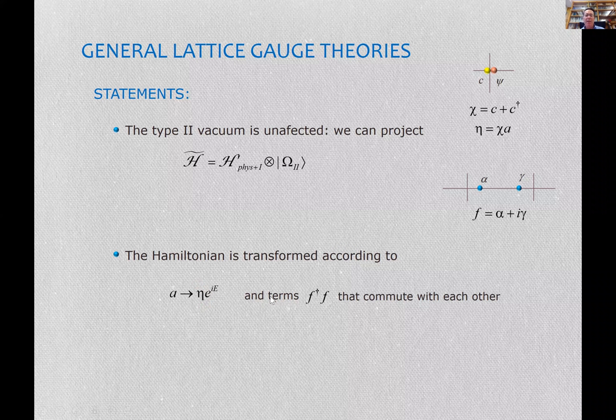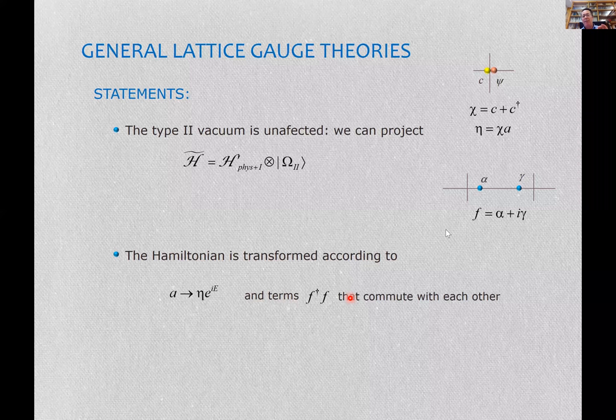And apart from that, there appear terms in your Hamiltonian which have the form f dagger f that commute with the Hamiltonian. So these degrees of freedom, actually, I mean, you see that they go away. So they cannot depend on these degrees of freedom. So these go away, and so they don't enter in your Hamiltonian anymore. So let me give you a hint of how this is happening, and this mysterious change.